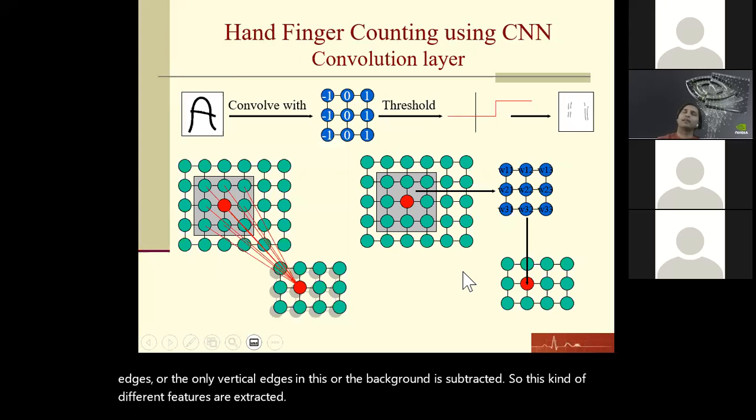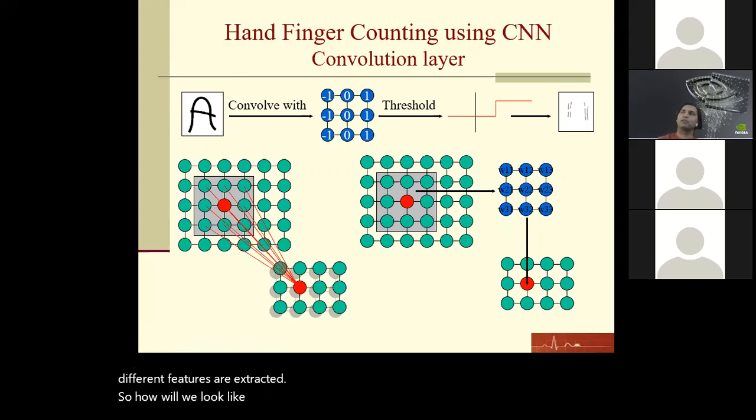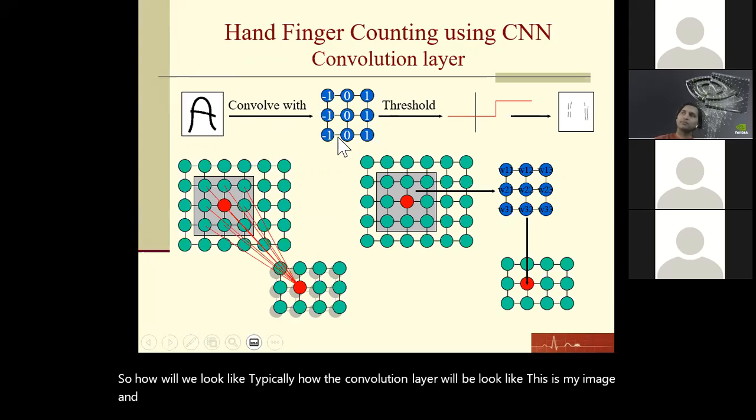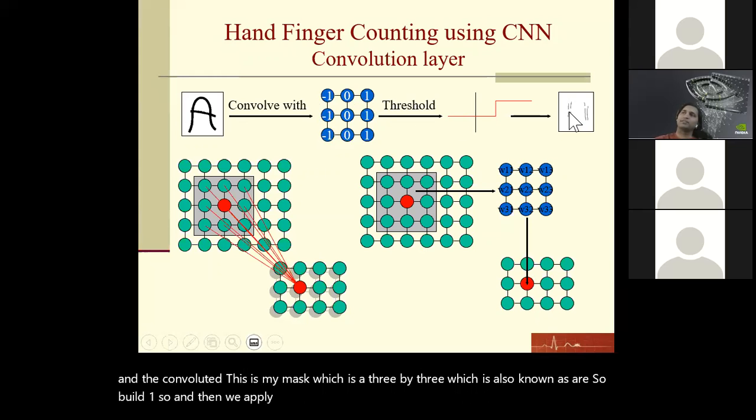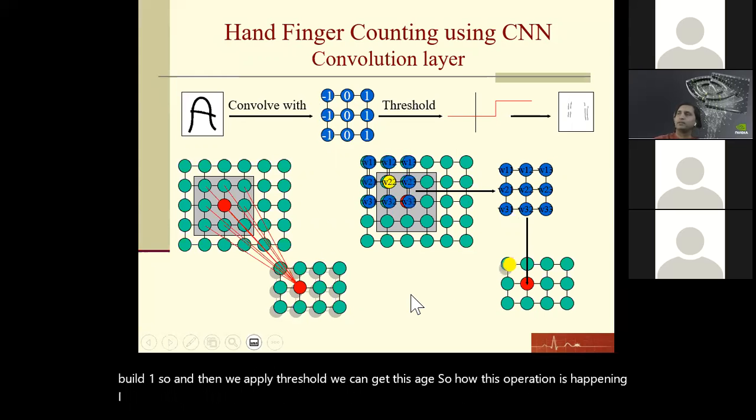So how will the convolution layer typically look? This is my image, and for the convolution, this is my mask, which is a 3 by 3, also known as a Sobel one. Then we apply a threshold, and we can get this edge. So how this operation is happening, I can just show you here. This is running like this.